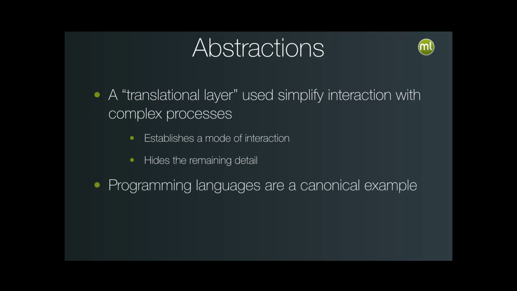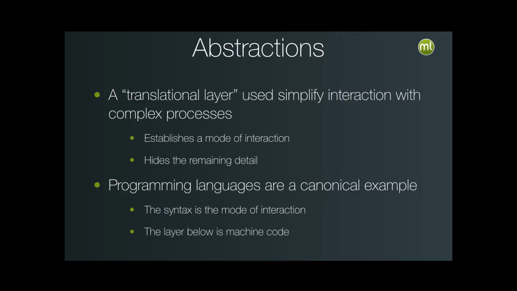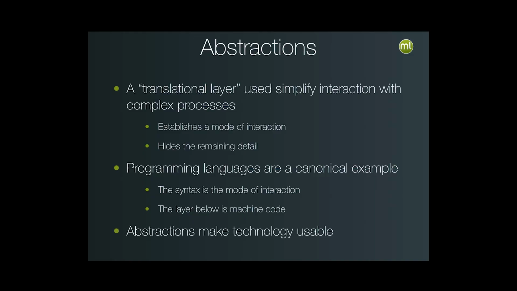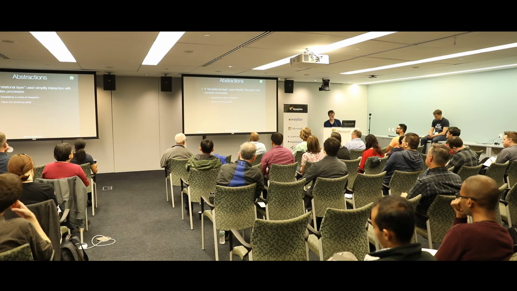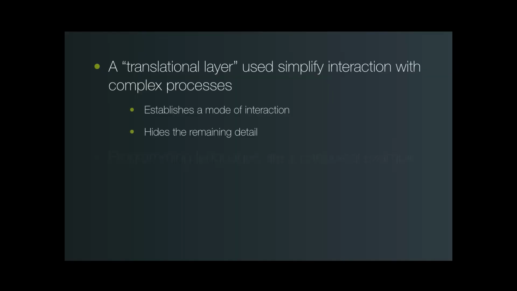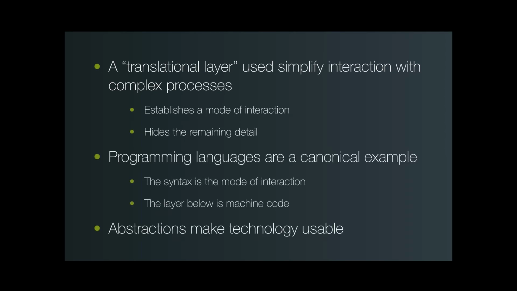And of course, programming languages themselves are a canonical example. You have the syntax of the programming language, which allows you to interact with the computer, but it also hides the machine code from you, right? You don't need to see the binary. You don't even need to see the machine operators. You just get to see the syntax you're used to. In general, abstractions are the things that make technology usable, right? If you don't have a good way to interact with technology, then you're not going to use it. If you do have a good way, as I'll talk about in a little bit, then you'll almost certainly use it.